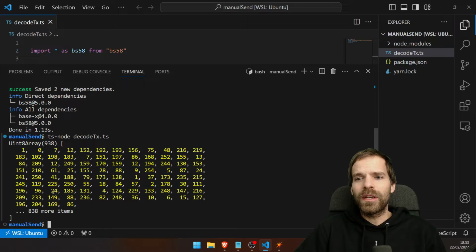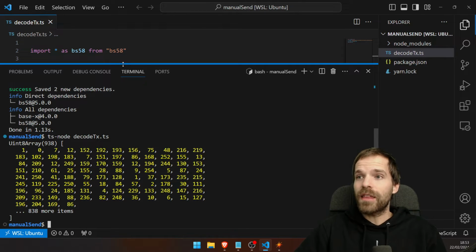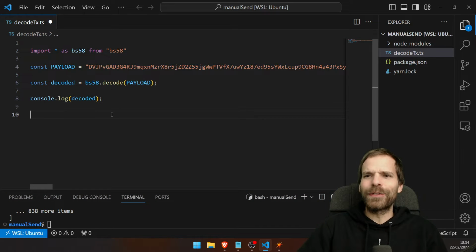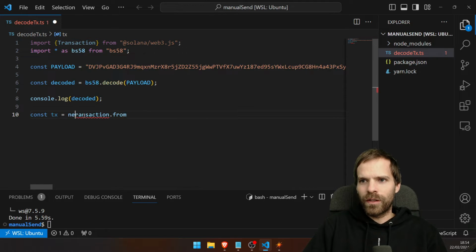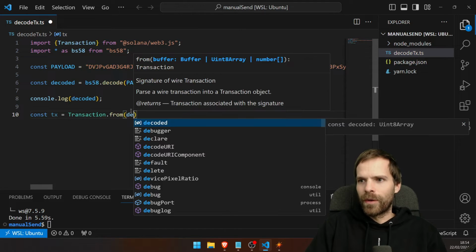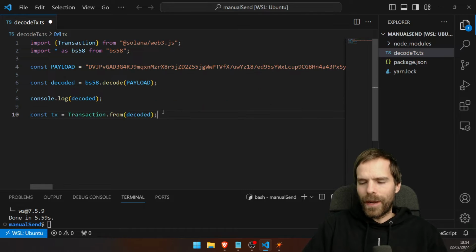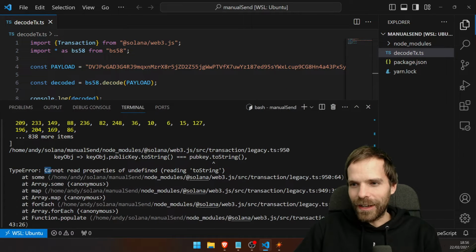And then that's the message with the signers and whatever. So this just seems to be a decoded transaction directly. Let's pretend that's a serialized transaction and pump it into Transaction.from. Oh, I don't need the new. Transaction.from decoded. Bam. Uh-oh. Cannot read property of undefined toString. Okay, that makes sense.